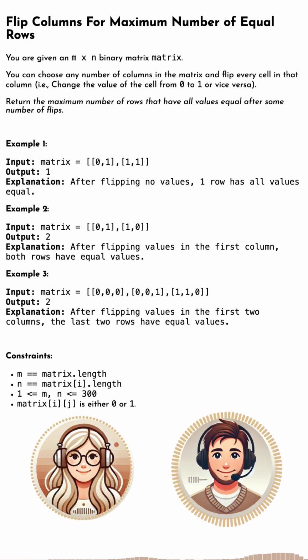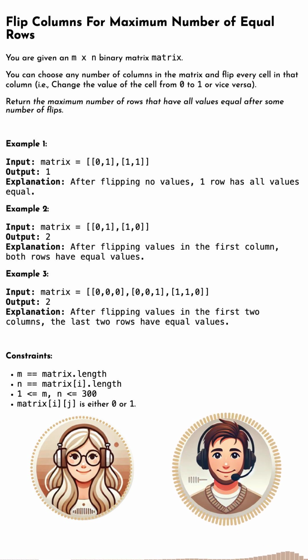So imagine you have a grid, like a spreadsheet or something, but it's filled with only zeros and ones. Okay, got it. Like a bunch of light switches. Yeah, exactly. Where a 1 means the light is on and a 0 means it's off. Now here's the twist. You can flip entire columns at once. So it's like having a master switch for each column. You got it. And the goal is to figure out how to flip these columns so you end up with the most rows where all the lights are either on or off. Right. So you want to maximize the number of rows that are all the same.